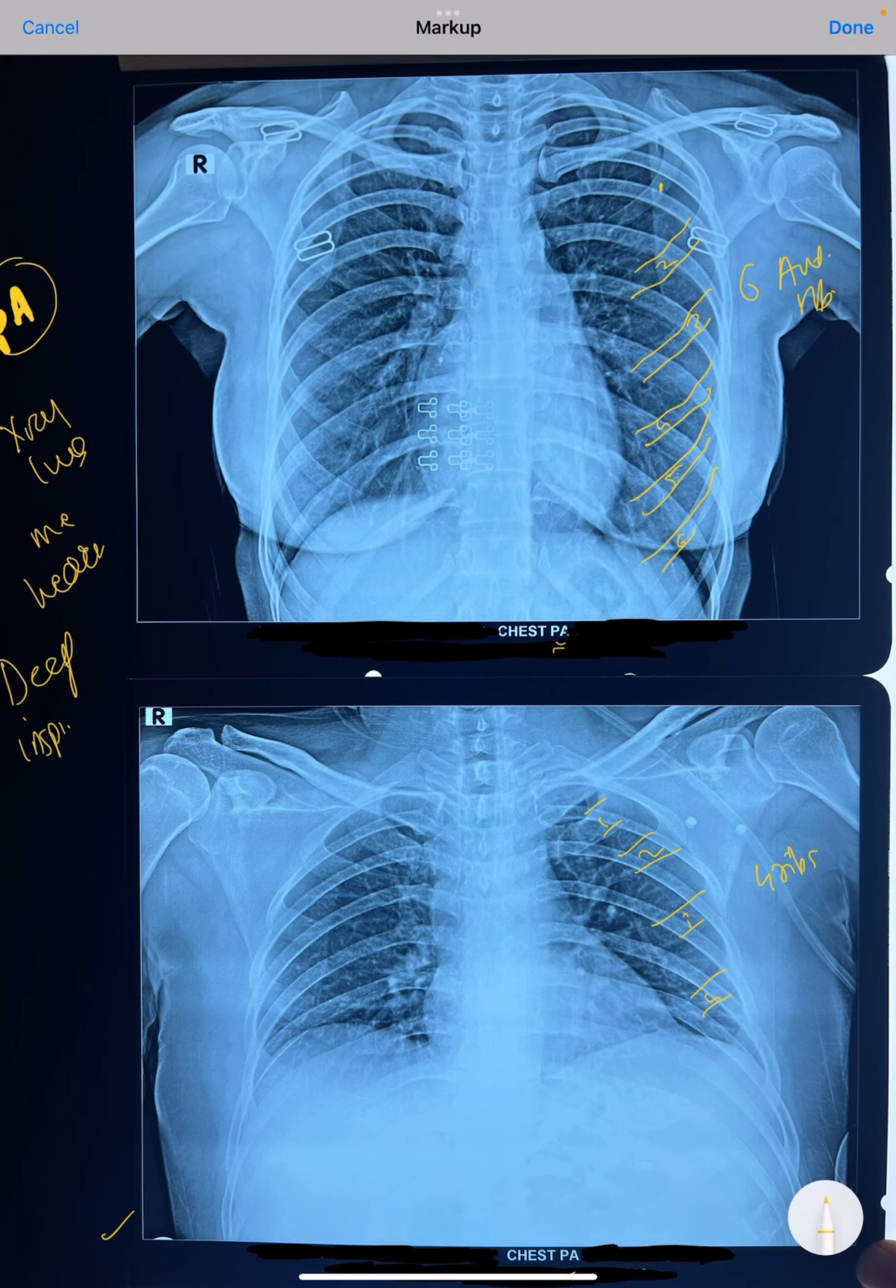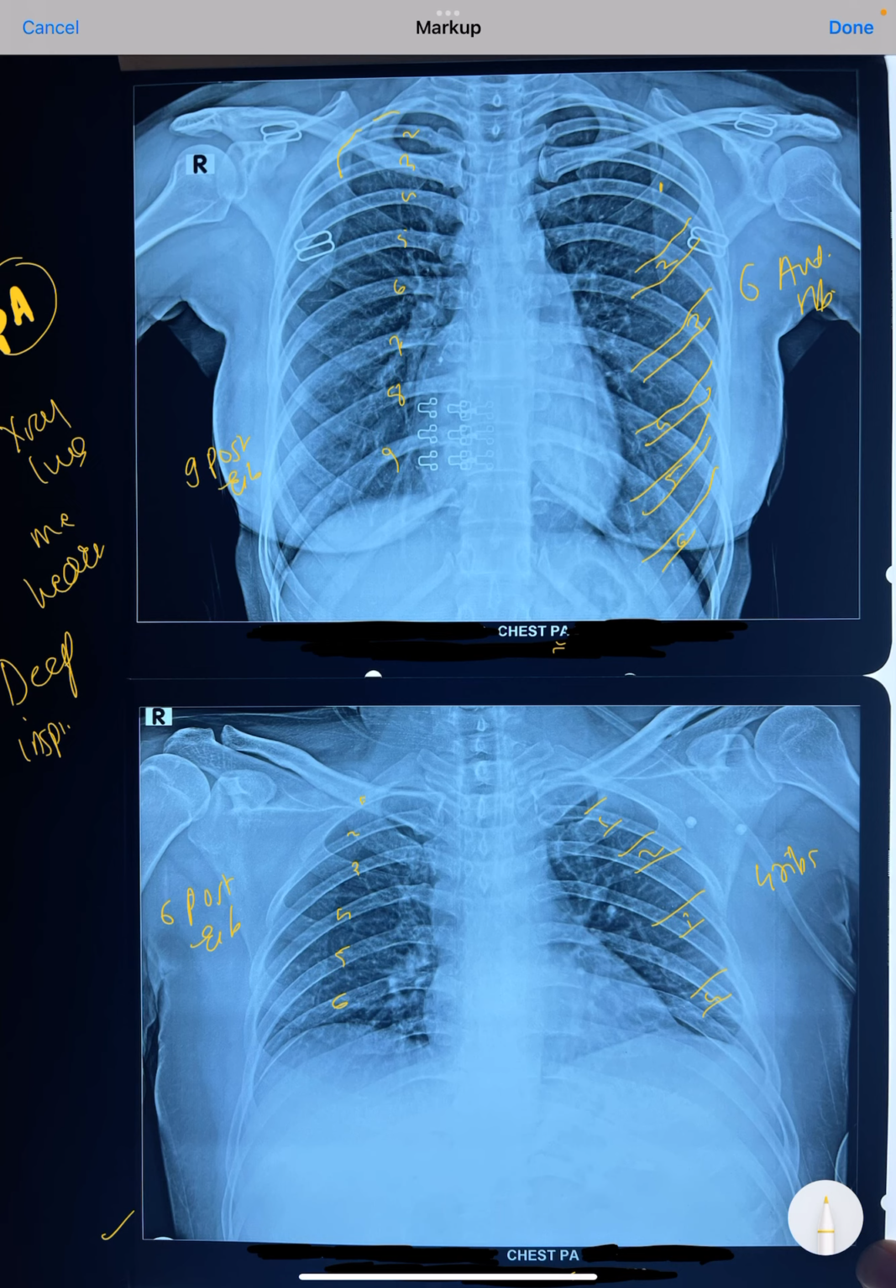When we look at the posterior ribs, this is rib 1, 2, 3, 4, 5, 6, 7, 8, and 9. Whereas in this one, there is 1, 2, 3, 4, 5, and hardly 6. So only 6 posterior ribs are visible here, whereas here a total of 9 posterior ribs are visible.